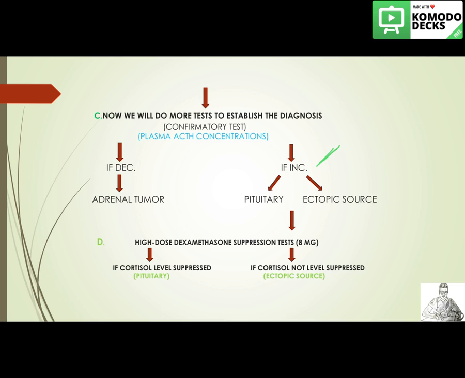When it's increased, then yes, the source is either pituitary or ectopic. So in that case, we need to find which one is the source, either pituitary or ectopic. For that, we generally do the high dose dexamethasone suppression test and we give 8 mg to the patient. If the cortisol level is suppressed, then yes, the source is pituitary, and this condition is known as Cushing's disease, not Cushing's syndrome. When the cortisol is not suppressed, then yes, the source is ectopic, and we know that ectopic sources do not obey the negative feedback mechanism.